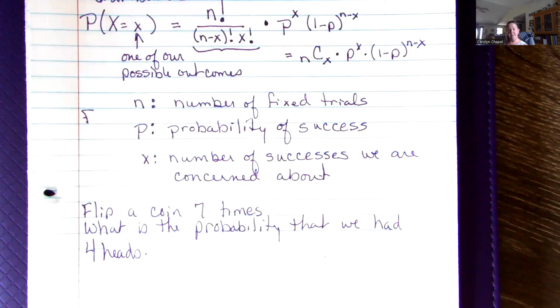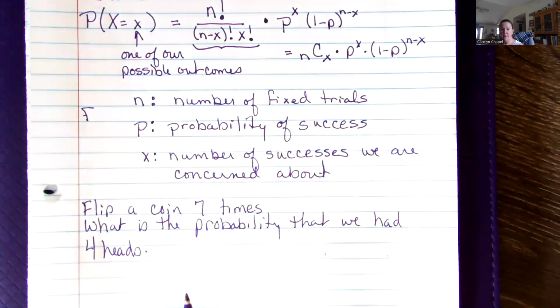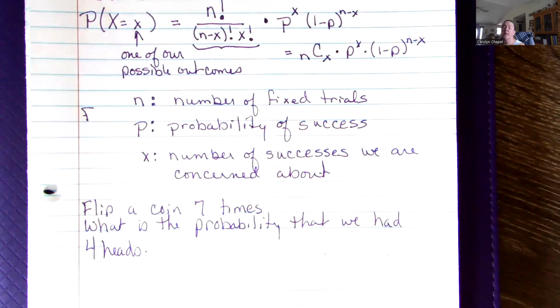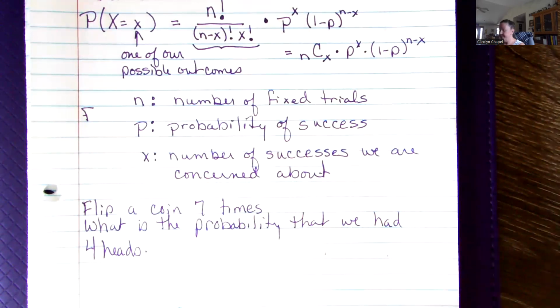So flipping a coin 7 times, what is the probability that we had 4 heads? So 4 heads, 3 tails in some order. Okay. Flipping a coin is a binomial because we have a set number of trials. We're only doing it 7 times. We have 2 outcomes, a head or a tail, head being our success in this problem, tail being our failure. They are independent from one another and the probability does not change. So the probability of getting a head every time is a half.